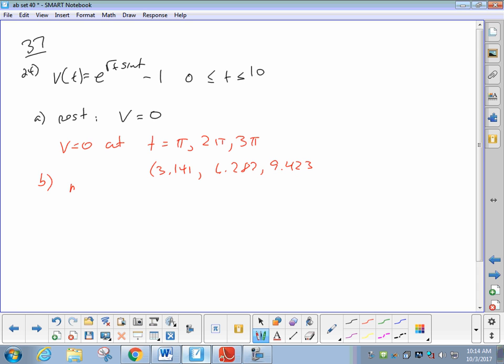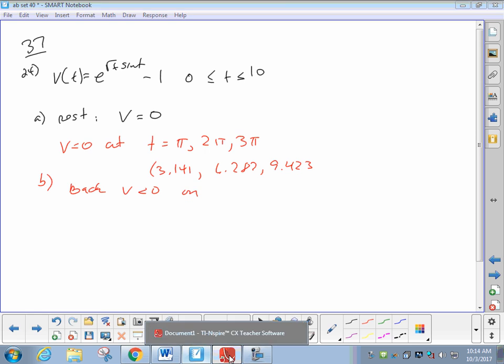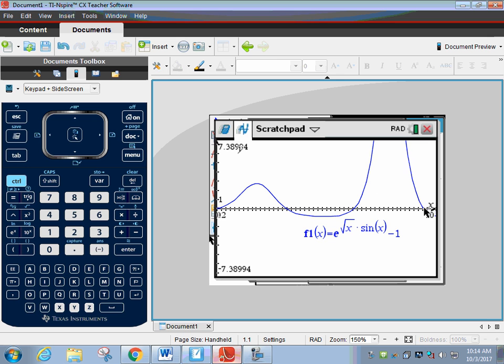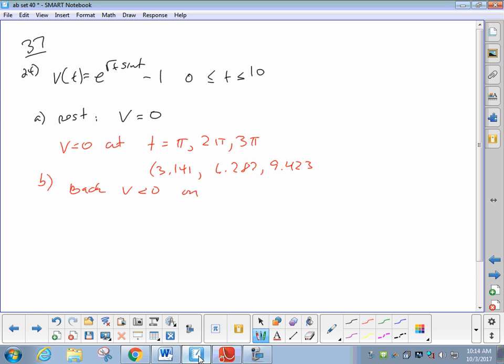Backward implies that velocity is negative. Velocity is negative on, and so for that, it was between pi and 2 pi, and between 3 pi and 10. Be careful with your endpoints here. Pi to 2 pi, is it negative at the endpoints or 0 at the endpoints? 0. So do not include there. What about 3 pi and 10? Is it negative at 3 pi or 0? 0. But is it negative at 10? Yeah. It is. So you should have inclusive of 10.